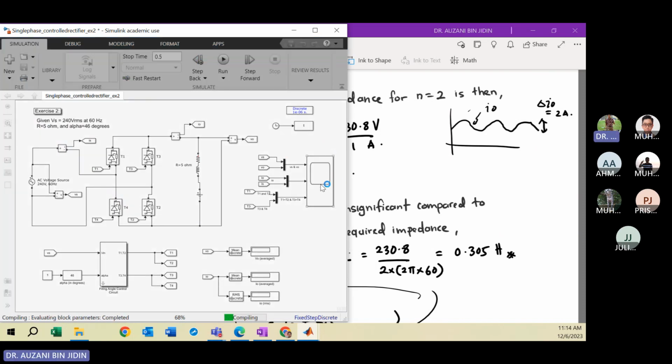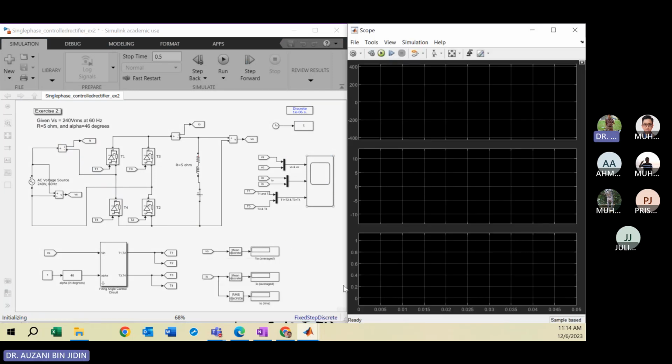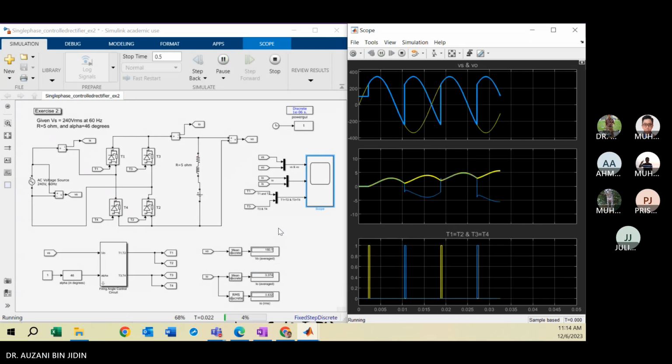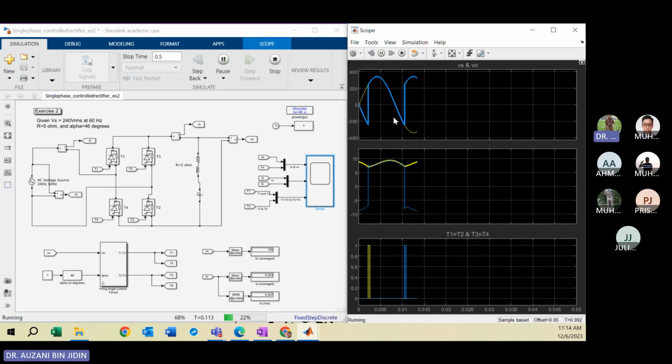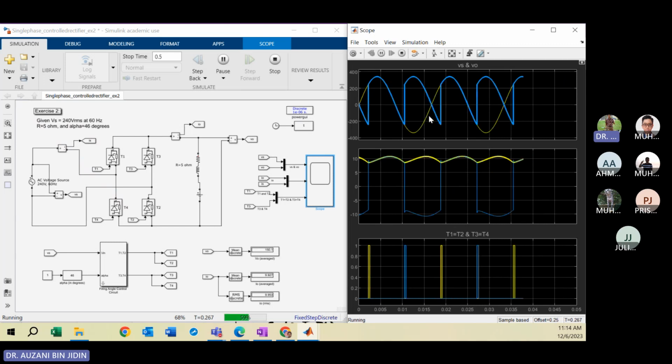Where is the simulation? There. So the top graph plots the waveform of the source voltage. The yellow color is the source voltage, which is a sine function. The blue is the output voltage. In the second graph, the yellow color is the output current, IO, and the blue color is the source current, IS.